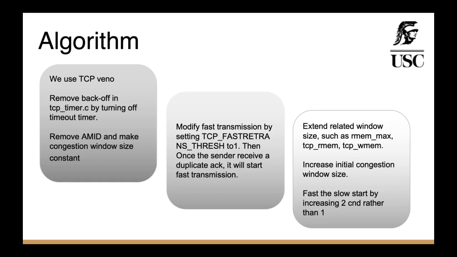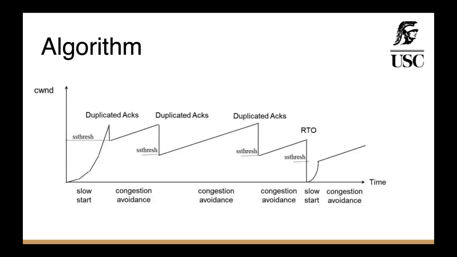The final step is we extend related window sizes such as rmem_max, tcp_rmem, and tcp_wmem, and we decrease the initial congestion window size and speed up the slow start by increasing cwnd by 2 rather than 1. As you can see in this figure, this is the algorithm of TCP/IP. It has a slow start and congestion avoidance stage, and goes back to slow start again when it receives a duplicate acknowledgement.